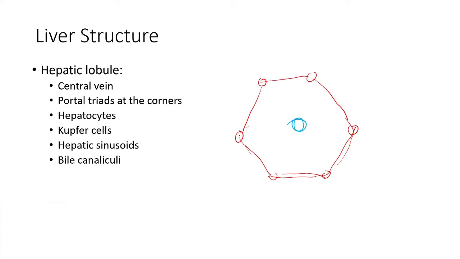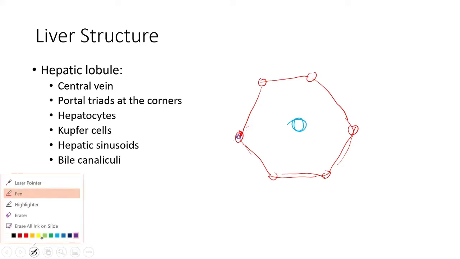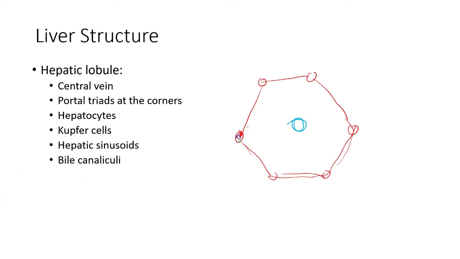In these portal triads you have three things: a branch of the hepatic arteriole, a branch of the portal vein, and a bile ductule. So you have these three structures, which are called the portal triad, at each of these ends.